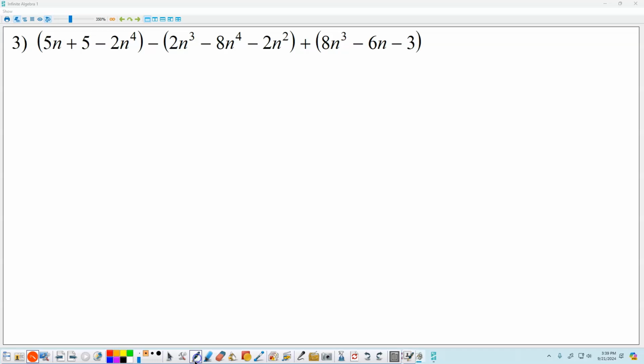Number 3, we're going to talk about adding and subtracting with polynomials. So the one that has a minus in front of it is going to have the minus distributed to change all the signs. So the 2n to the third becomes negative, the 8n to the fourth becomes positive, and the 2n squared becomes positive. But the other polynomials there don't have negatives in front of them, and so they're going to stay exactly as they are.